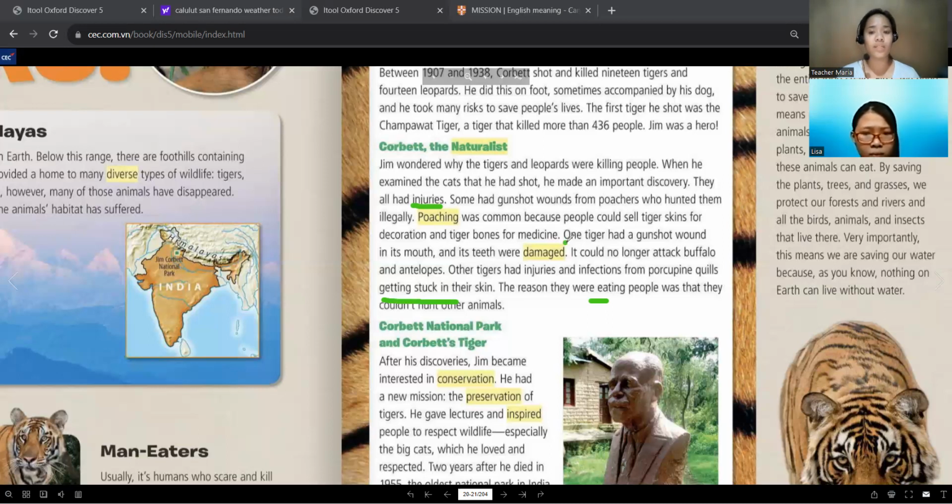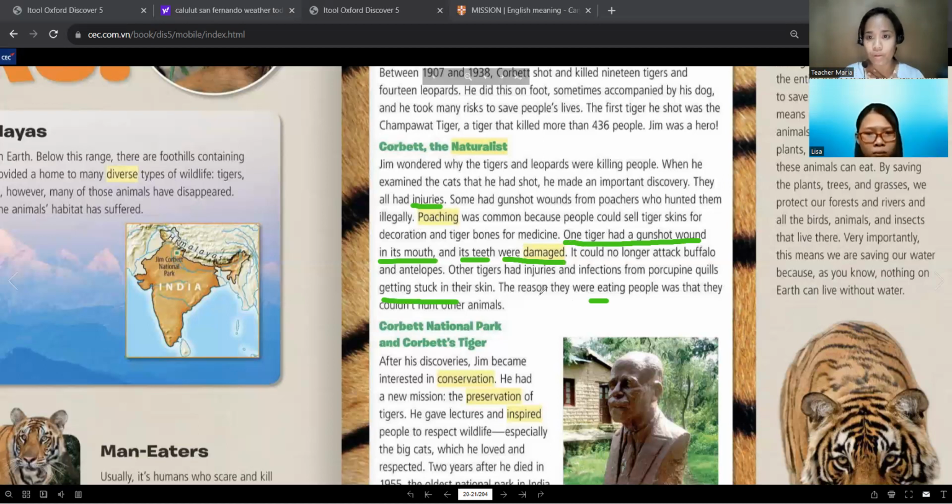Oh, look at this one. Look at this sentence. One tiger had a gunshot wound in its mouth, and its teeth were damaged. So those wounds and damage to the teeth came from the poachers, those illegal hunters.